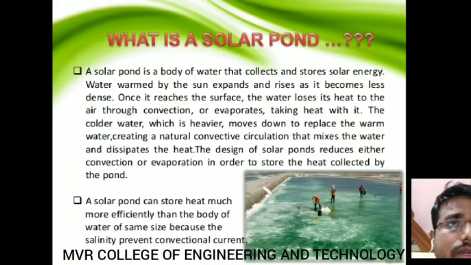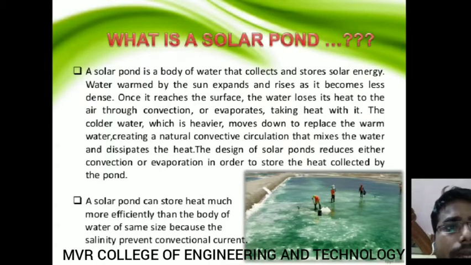This hot water will transfer through the tubes, I mean to say pipes. It will enter into the steam generator, and it generates the steam, and this steam will hit your turbine, and your electrical energy will be generated. So this is about the solar pond.